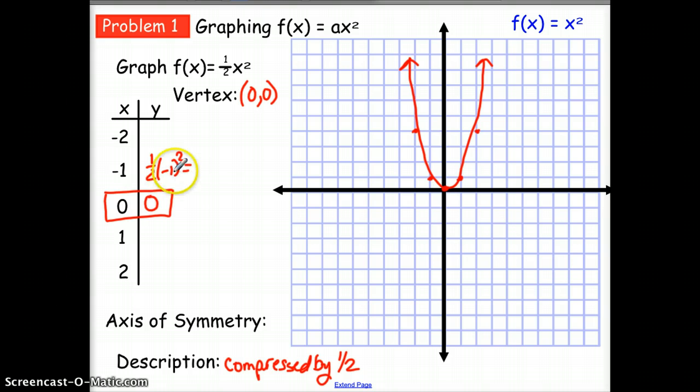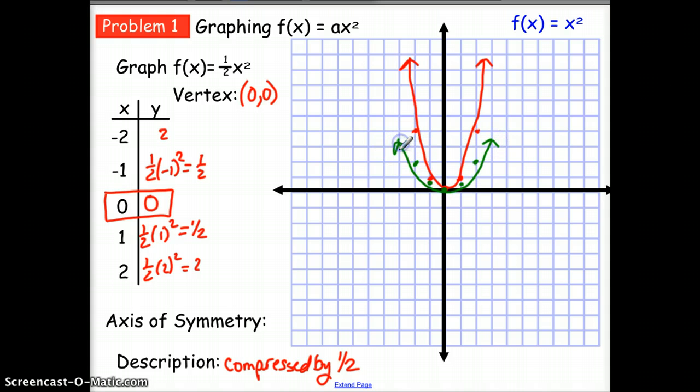Find the y values. (-1) squared is +1 times 1/2. So our y value there is 1/2. 1/2 times 1 squared is also 1/2. 1/2 times 2 squared. 2 squared is 4. 4 times 1/2 is 2. And using symmetry, that's going to be a 2 also. So our other function is going to be -2, 2, -1, 1/2, 0, 0, still our vertex, 1, 1/2, and 2, 2. So our parabola is squished down.